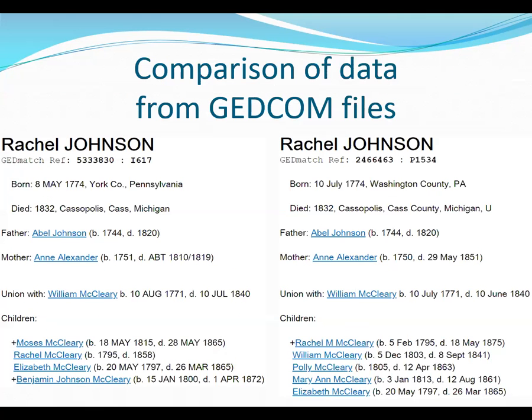I want to highlight one of the comparisons from the previous slide, which is with Rachel Johnson. Rachel Johnson is one of my mom's ancestors, and she was born in 1774. Here we're comparing the GEDmatch information that I uploaded on the left with somebody else's information on the right. And you'll notice that there are some discrepancies here. For instance, the birth date is different.